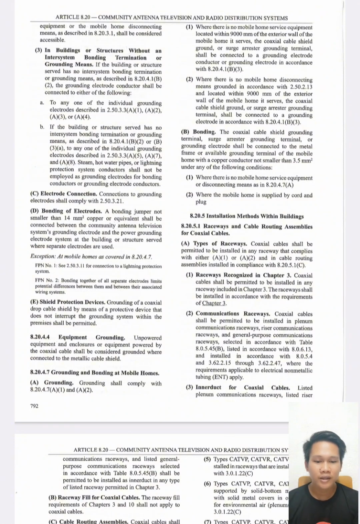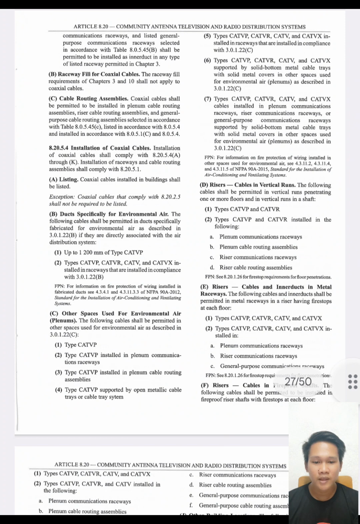Third, we have inner duct for coaxial cable. Listed plenum communication raceways, listed riser communication raceways, and listed general purpose communication raceways selected in accordance with Table 8.0.5.45b shall be permitted to be installed as inner duct in any type of listed raceways permitted in Chapter 3. So we have B. Raceway fill for coaxial cables. The raceway fill requirements of Chapter 3 and 10 shall not apply to coaxial cables.